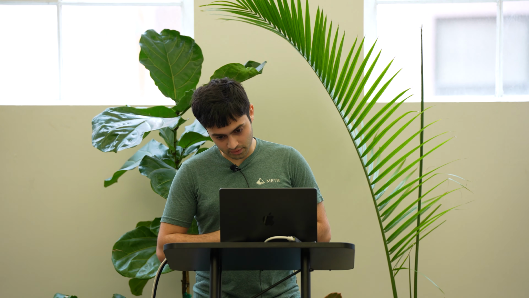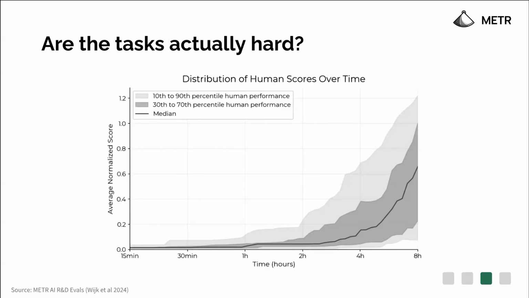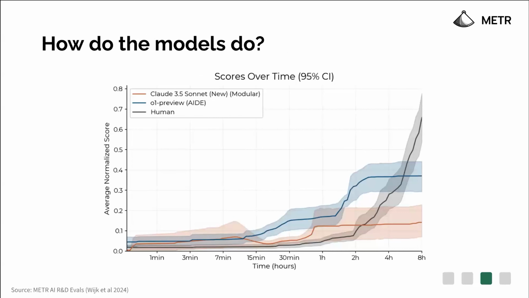Sometimes our baseliners beat that, so you can have scores above 1, and sometimes they can really beat that, so you can have scores substantially above 1. And 0 is the starting solution, so we provide a very basic solution for them. You can see that the median expert human gets to 0.6 something, close to 0.7. So these tasks are pretty hard. There's still a decent amount of range amongst the performance of humans. But then how do the models do? Yeah, the models make a lot of progress in 2 hours relative to humans.